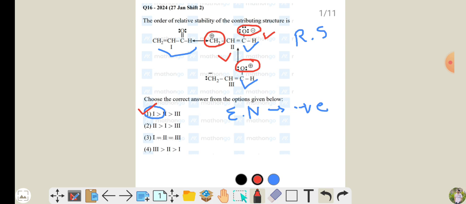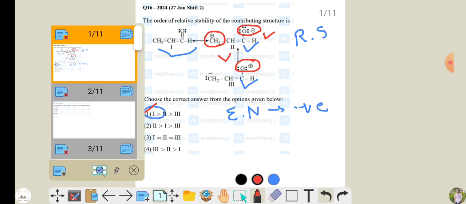You can even comment directly by the neutral method. As I told you, neutral molecules are always stable, even in resonating structures. So I hope this question is clear now. Easy question. Let's move to the next question.